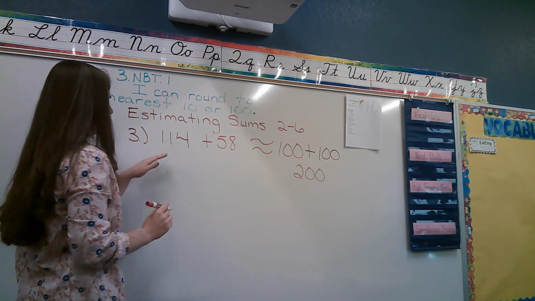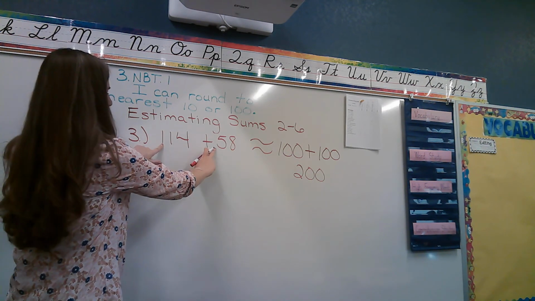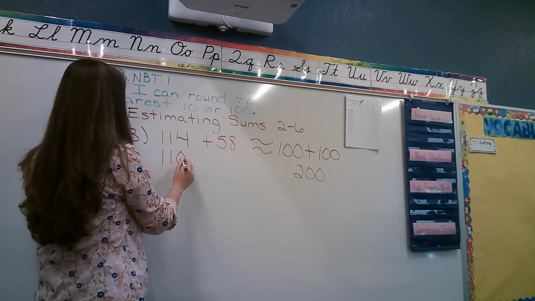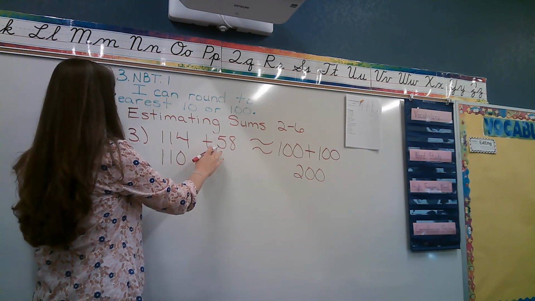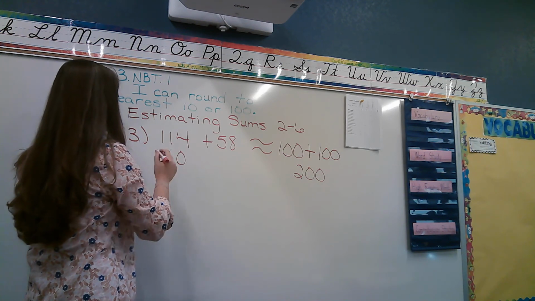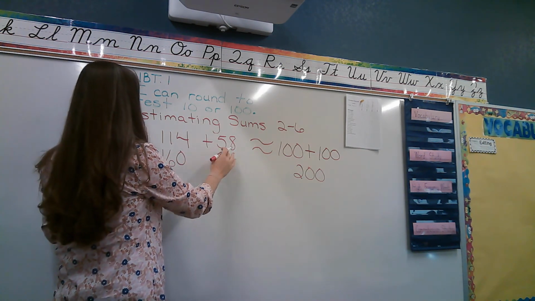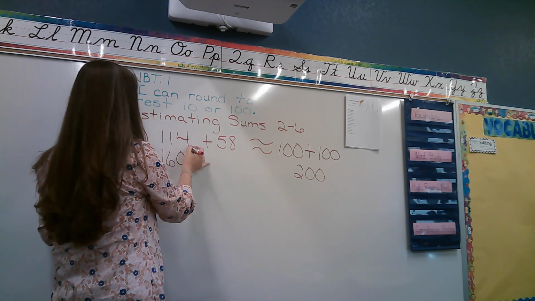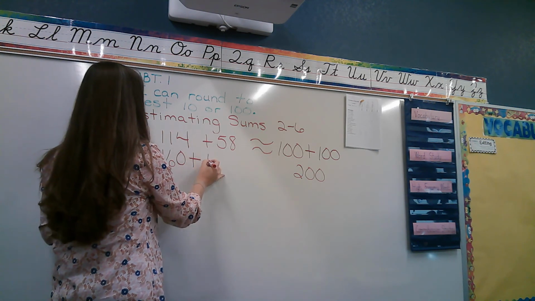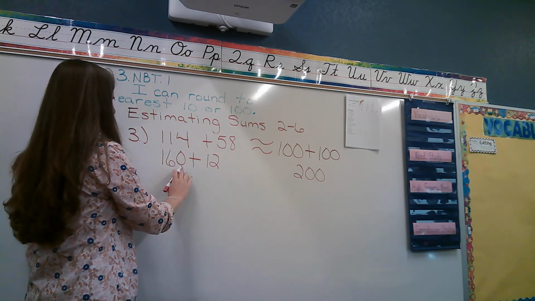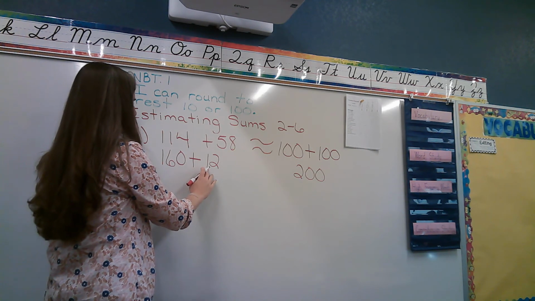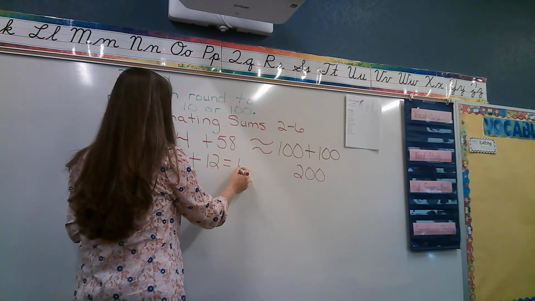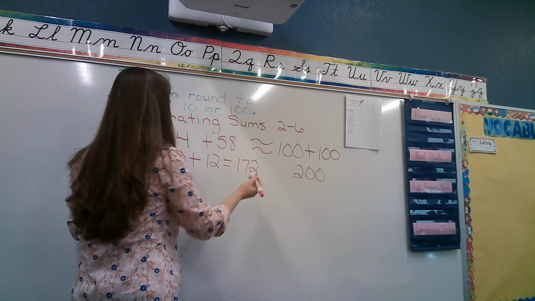Now if I look here, I don't have a hundreds place here, so I can just go ahead and add 110 plus 50. And if I add 110 plus 50, that should give me 160. And then I could just add my ones here. And 4 and 8. 8 and 2 is 10, and 2 more is 12. So if I take 160 plus 10, that's 170. 170 and 2 more, using our mental math strategy, it's going to be 172.